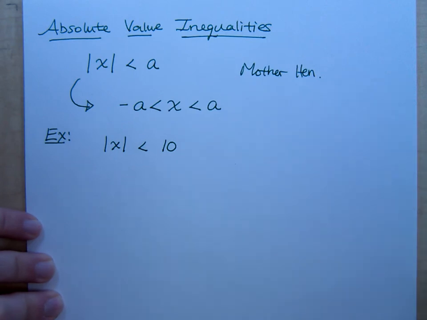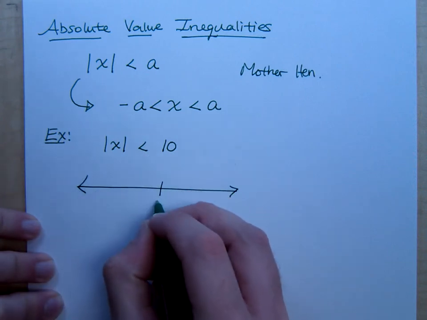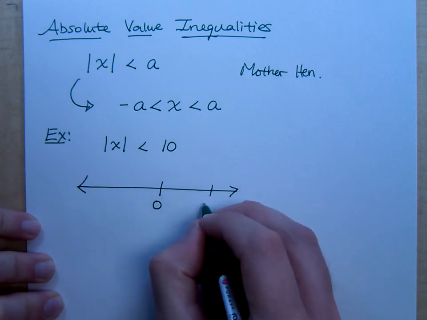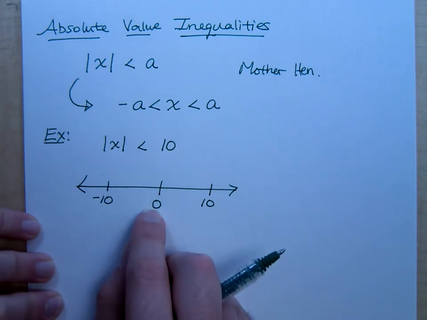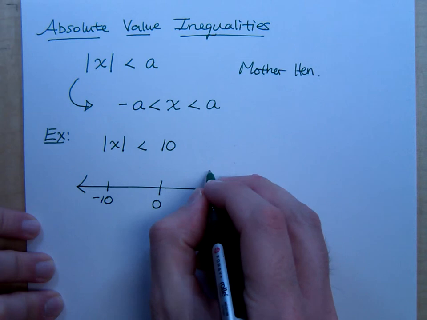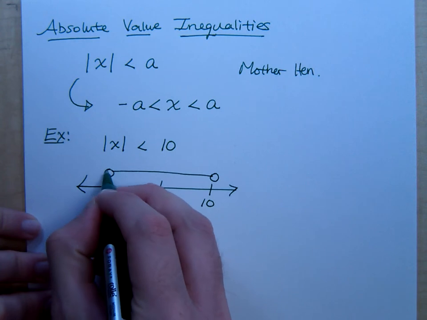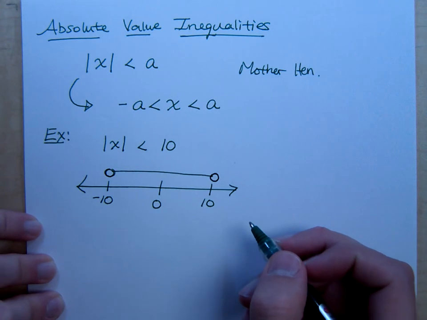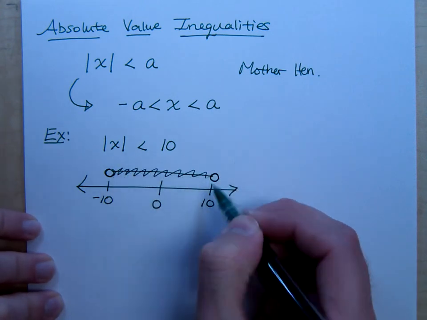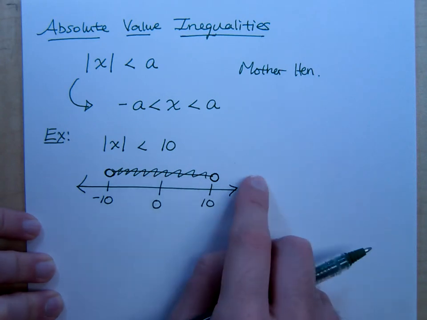Now, if you're thinking about a number line, you know what a number line is, right? Everybody loves 0. Here's 10, and here's negative 10. If I want my distance from 0 to be less than 10, that means I need it to be somehow in between these values. Isn't that right? So that means my solution set is going to be the stuff in between here, because I don't want you to get further than 10 out in either direction.